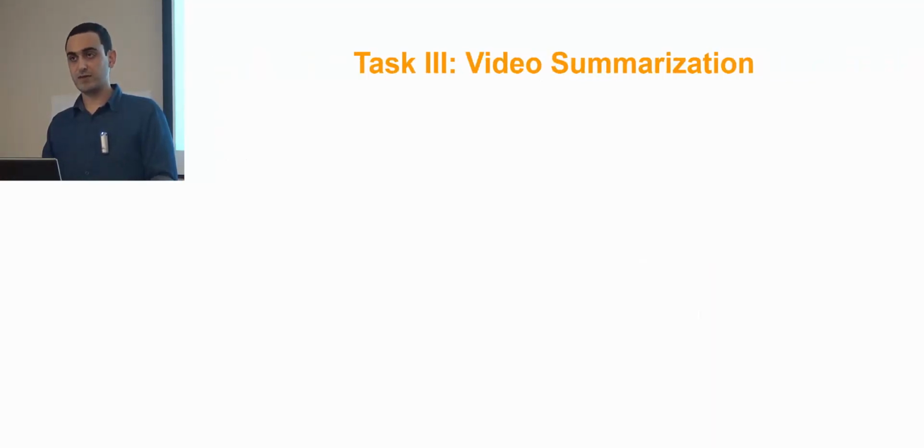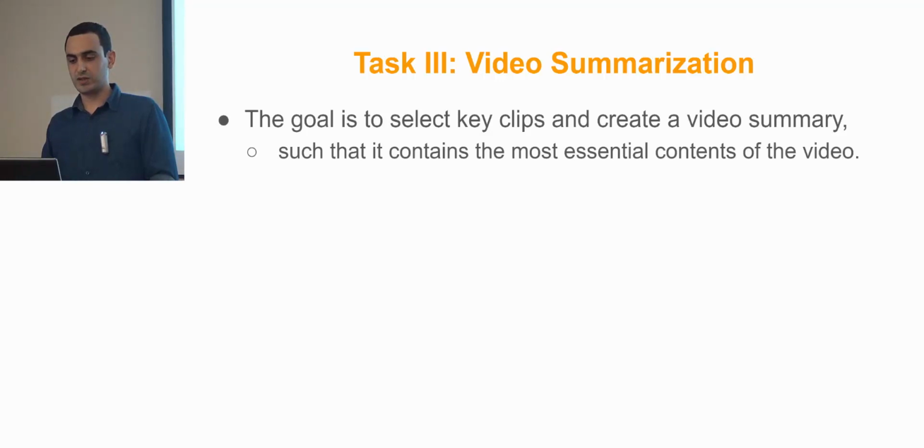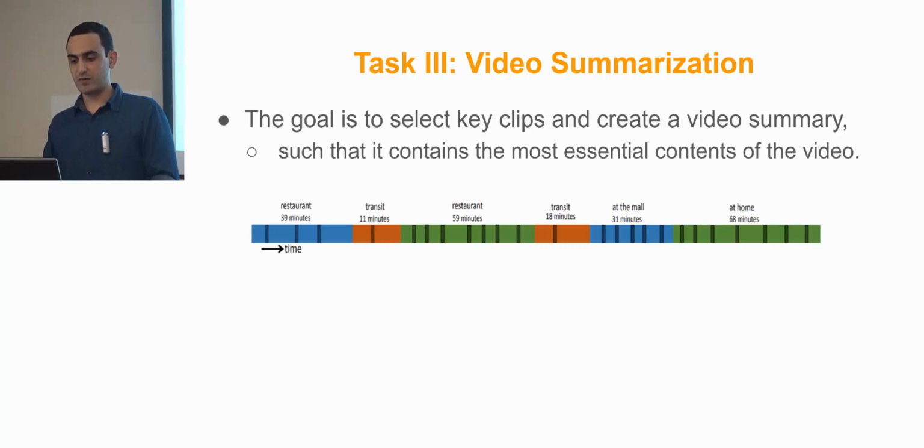For the last set of experiments, we have video summarization. The goal of video summarization is to select the key clips and then stitch them together to create a video summary. We want the summary to contain the most essential contents of the video. So for example, you have a 4-hour video and you want to just select 24 5-second clips. You want them to be distributed fairly uniformly and contain information about different settings and different parts of the video.